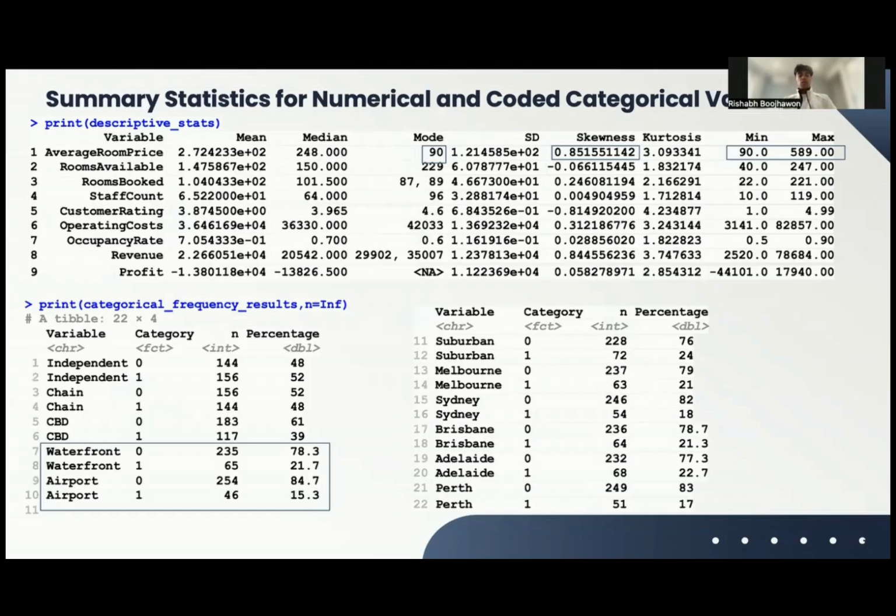Firstly, the summary information like the mean, median, skewness, minimum, and maximum, and so on, gives us an insight about the distribution of each variable. For example, we can clearly see that the response variable, being average room price, is positively skewed, ranging from $90 to $589 with a mode of 90.